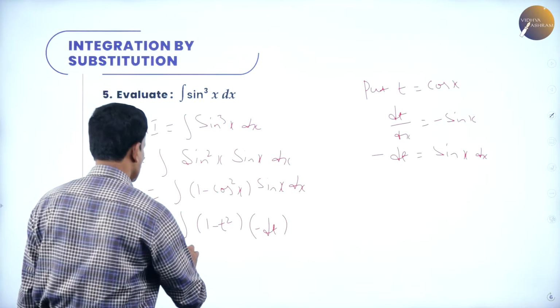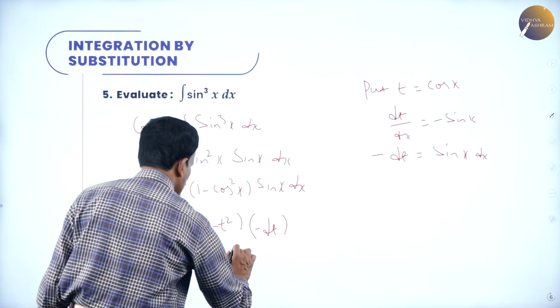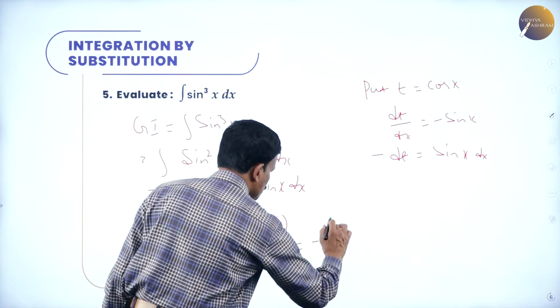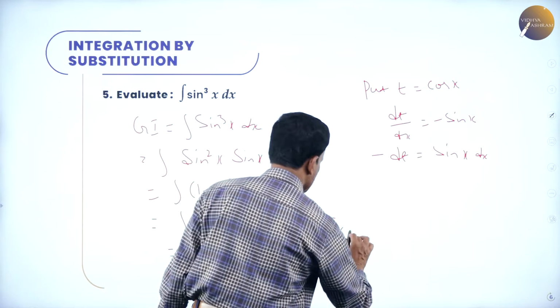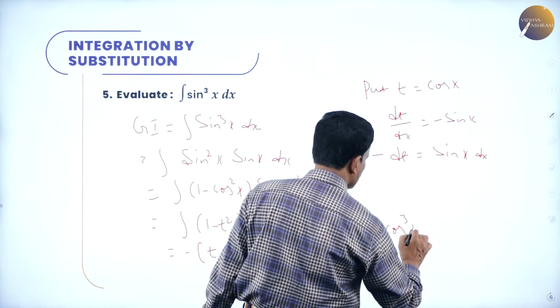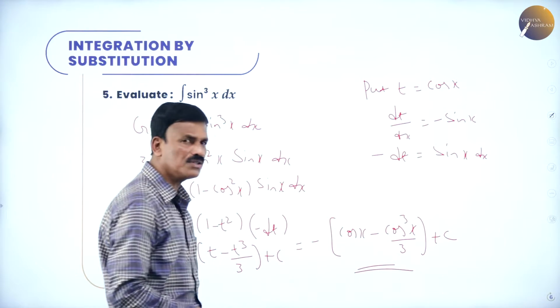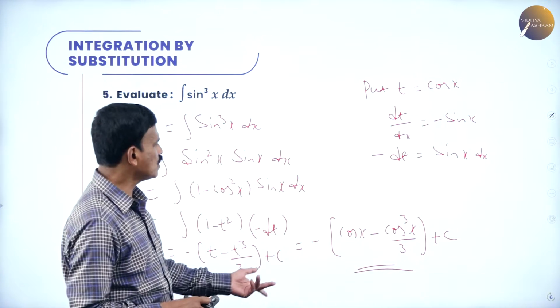Now just take minus out. Integral of dt is t, minus integral of t square is t cube by 3, plus c. Substitute the value of t. What is t? Minus out, t is equal to cos x, so minus cos x minus cos cube x by 3 plus c is the integrated answer. If you want, you can multiply minus cos x into minus, giving cos cube x by 3 minus cos x.